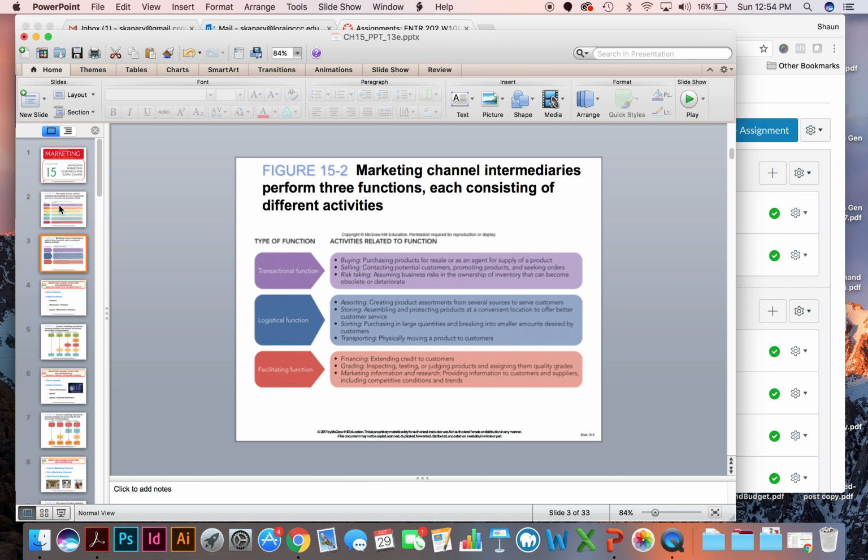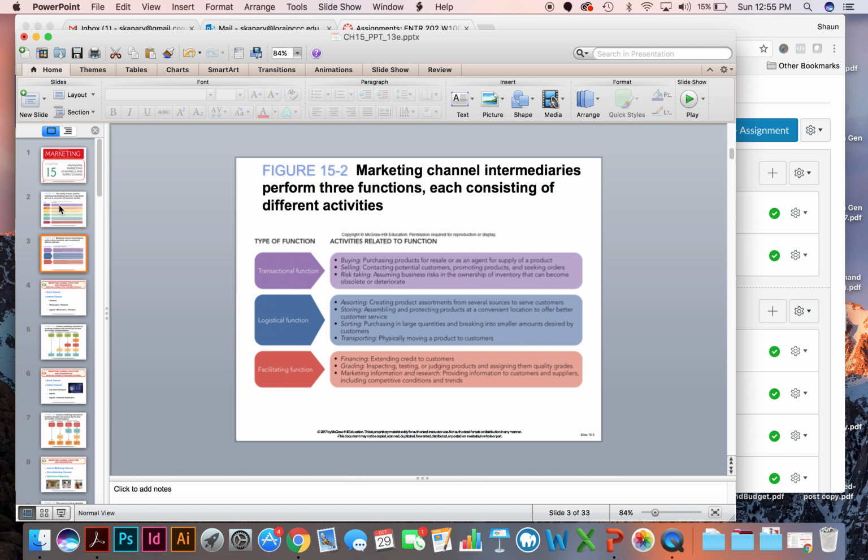For instance, transactional function, right? The activities: they purchase products for resale as an agent or a supplier of product, and they sell by contacting potential customers. Logistical function: they create product assortments from several sources to serve customers, sorting, storing, and transporting to the customers. So logistics is a huge area in supply chain management. My dean at Baldwin Wallace used to be a logistical vice president for a freight company. So it's a huge area of business, and it's important to understand the different activities related to that function.